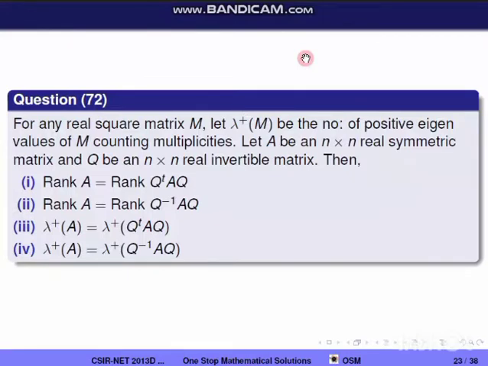Next question, question 72. For any real square matrix M, let lambda plus of M be the number of positive eigenvalues of M counting multiplicities. Let A be an n cross n real symmetric matrix and Q be an n cross n real invertible matrix. Then so they have given a symmetric matrix and invertible matrix Q. We have to find which of the following options are true. So we look into the concepts used.